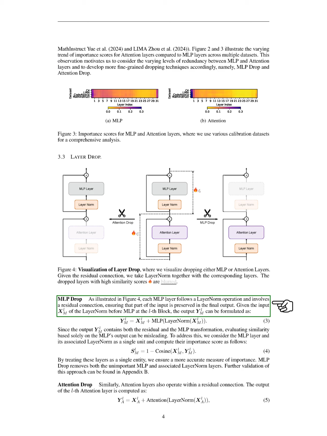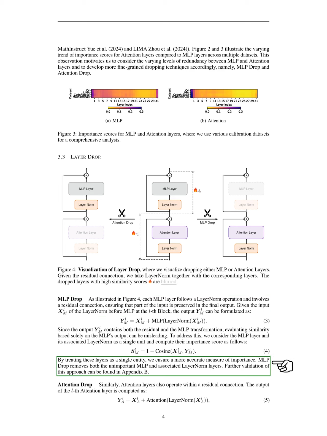In MLP drop, we note that each MLP layer includes a layer norm operation and a residual connection, which preserves part of the input in the output. To accurately assess the importance of the MLP layer, we treat it and its layer norm as a single unit. This ensures a more precise measure of importance, allowing us to remove both unimportant MLP and layer norm layers.